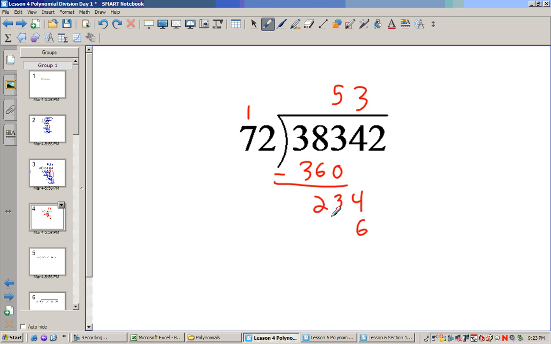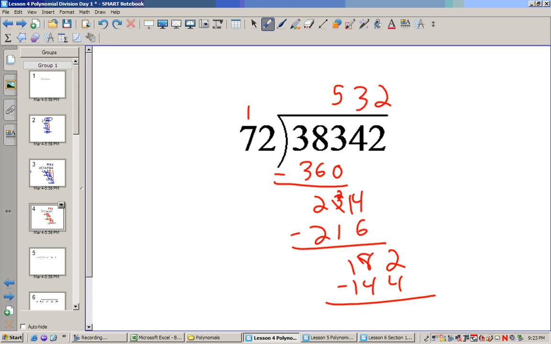That is a 6, and that would be 21. This turns into 18 and 182. So 72 goes into 182 twice, which would be 144. When I subtract it out, I'll get 38. So this answer is 532 and 38 over 72.